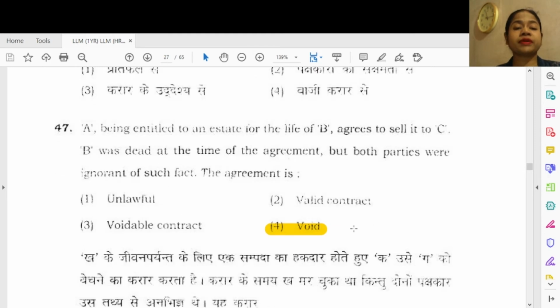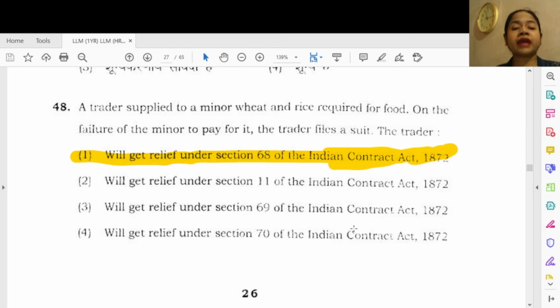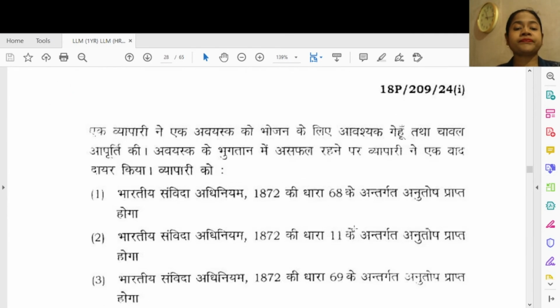Question number 47. A, being entitled to an estate for the life of B, agrees to sell it to C. B was dead at the time of the agreement, but both parties were ignorant of such fact. In this case, the agreement is actually void. 48. A trader supplied to a minor wheat and rice required for food. On the failure of the minor to pay for it, the trader files a suit. The trader will get relief under section 68 of the Indian Contract Act.